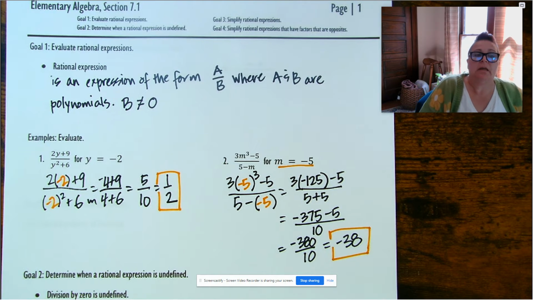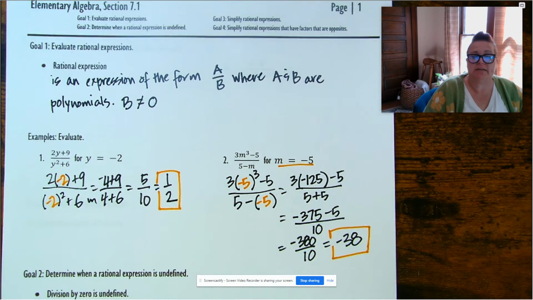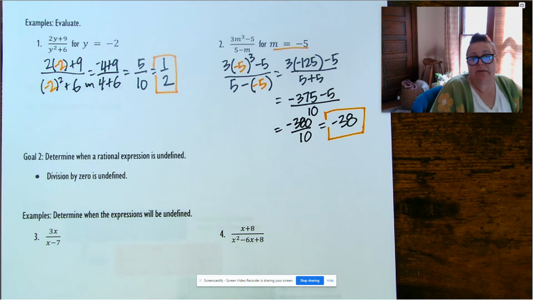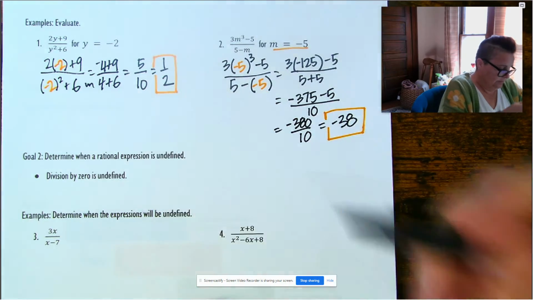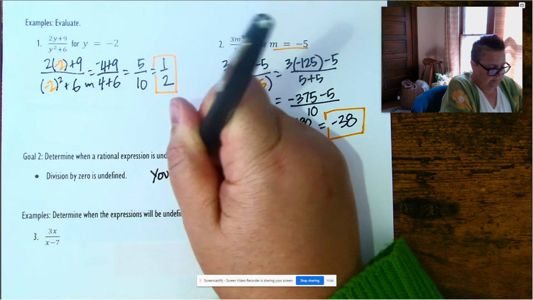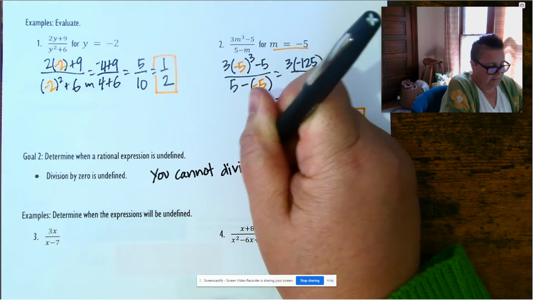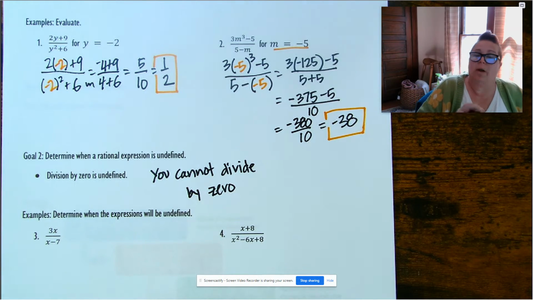Okay. Now, that brings us to the second goal. The second goal in this section is just to determine when a rational expression is undefined. Remember, I mentioned just a few minutes ago that even with a polynomial expression, you cannot divide by 0. So you cannot divide by 0. That means we spend a lot of time determining whether or not we have a 0 in the denominator.